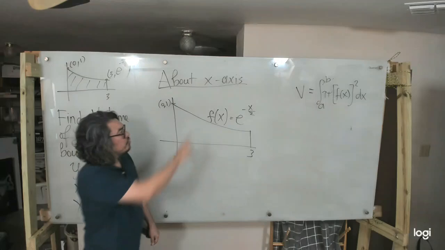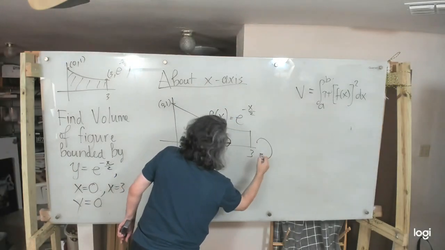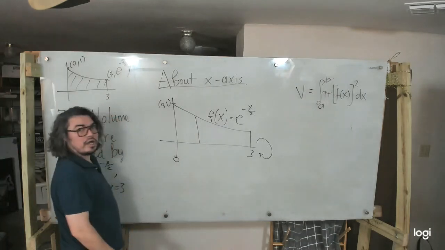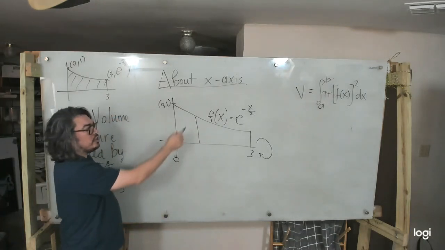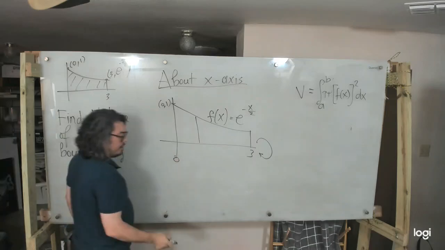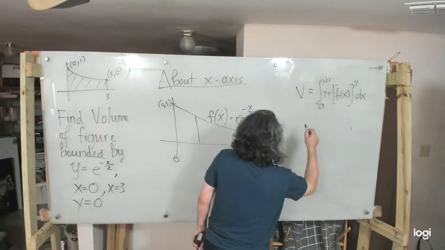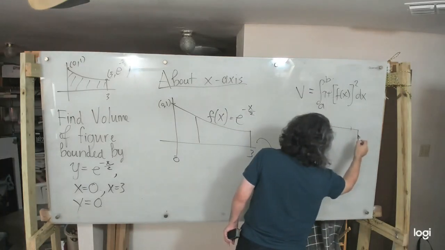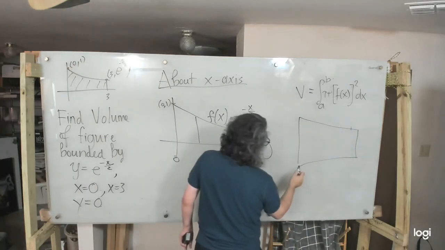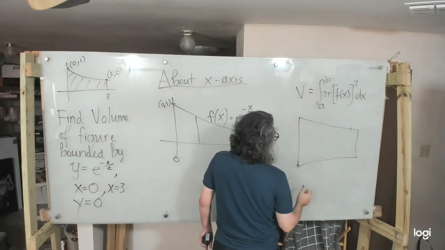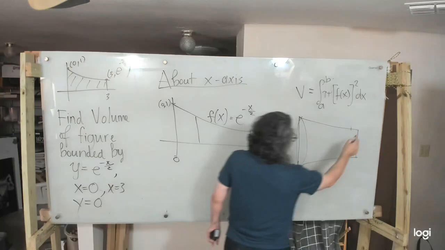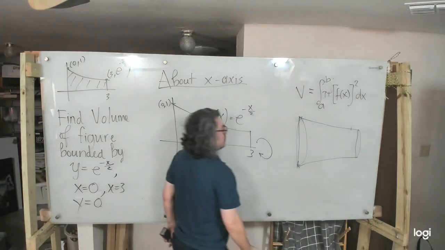If we want to rotate this one about the x-axis, as I've done here, what I want you to realize is that the radius of the object that's going to be rotated is just the f of x value. And so you can see that the object whose volume we're finding looks kind of like a street cone that's laying on its side with its base removed.